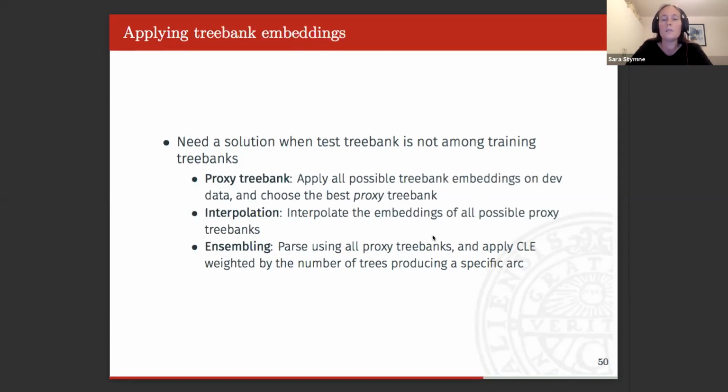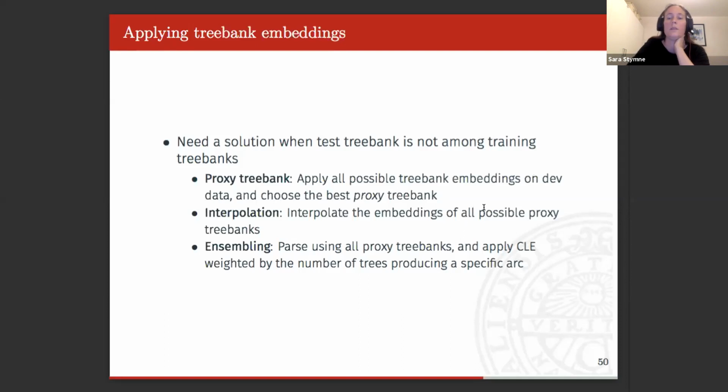One method is to use what we call a proxy treebank. So just pick one of the training treebanks and use that treebank embedding. We need to make that choice somehow, and one way to do this is to apply all the possible treebank embeddings on the dev data, and then based on the scores there, choose the best proxy treebank to use on test data. Of course, we need to have dev data here, which we don't always have.